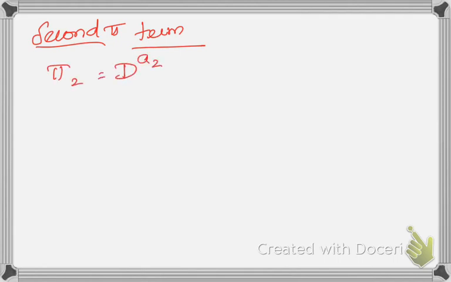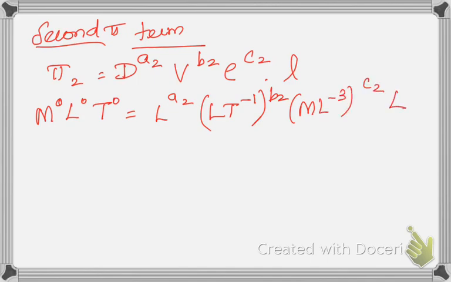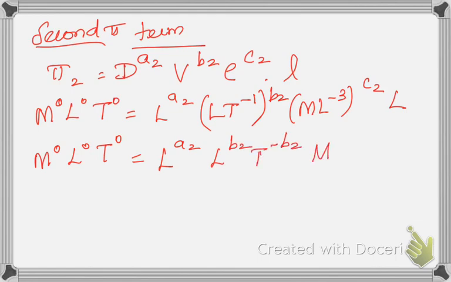So next we are going to take the second pi term. Pi2 is equal to d^a2 V^b2 rho^c2 into L. So just substitute the dimensions. M^0 L^0 T^0 is equal to L^a2, L T^-1 to the power b2, M L^-3 to the power c2, into L. So this can be written as M^0 L^0 T^0, L^a2, L^b2, T^-b2, M^c2, L^-3c2 into L.